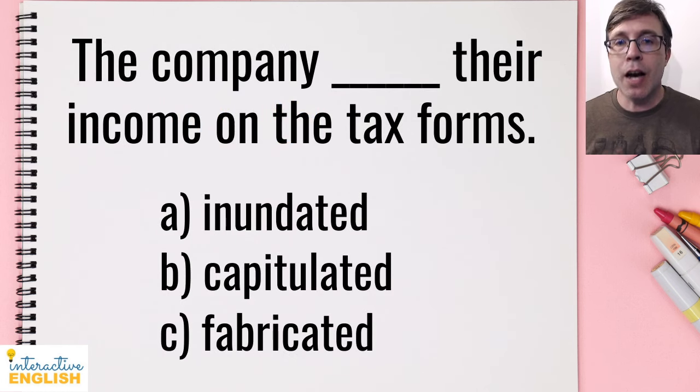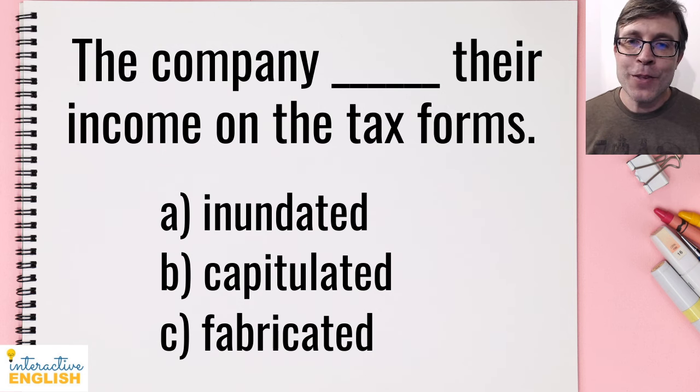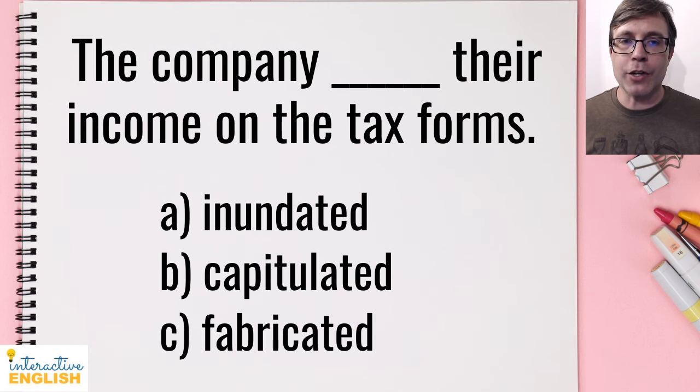The next one is right here. I could say that the company, their income on the tax forms. Which word best completes this sentence? The company inundated their income on the tax forms, the company capitulated their income on the tax forms, or the company fabricated their income on the tax forms. So write your answer in the chat, in the comments. Again, see if you guys can get this. There is only one correct answer.